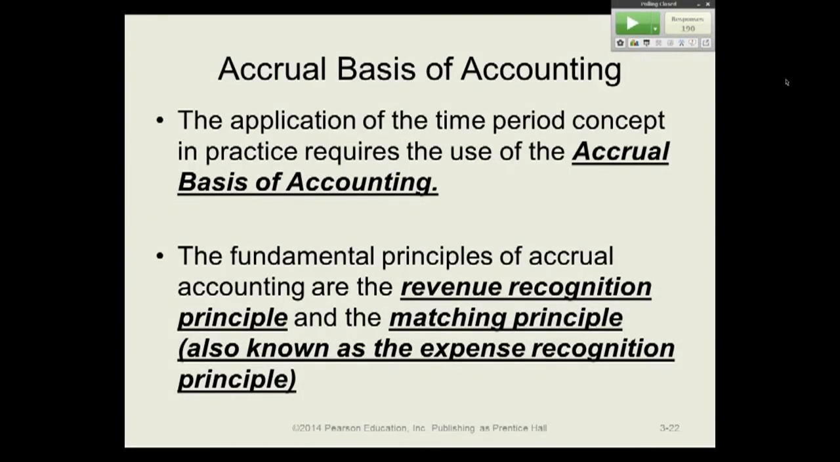Now, when we look at the accrual basis of accounting, which we touched on in the first learning objective, the accrual basis means that we recognize revenue when it is earned and recognize expenses when they are incurred. We recognize revenue under the revenue recognition principle, and we recognize expenses under the expense recognition principle, sometimes known as the matching concept. We'll show you what that means in just a second.